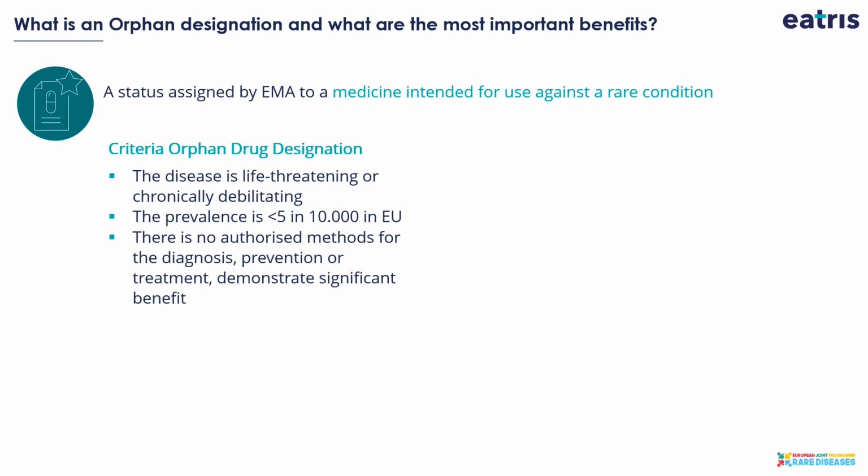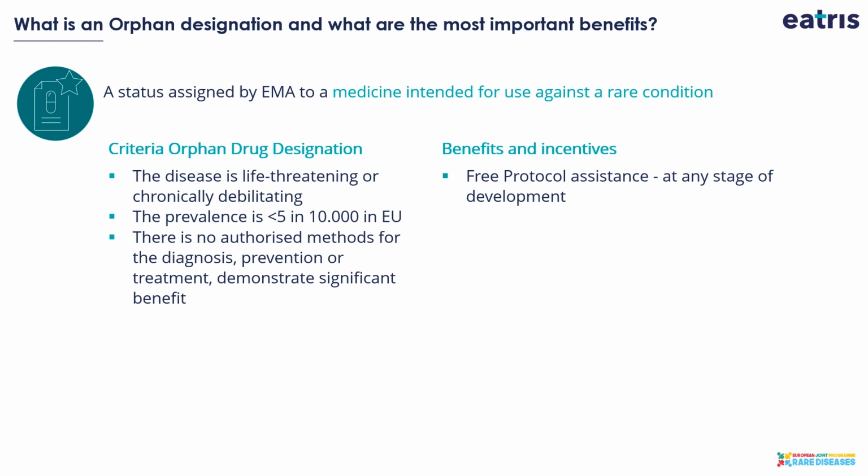Academic sponsors of designated orphan medicines are eligible to benefit from a series of incentives, including free protocol assistance, which is a type of scientific advice for sponsors developing medicines for rare diseases, and access to the centralized procedure. The orphan medicines are assessed centrally in the EU via a single application to EMA, and the outcome will be an EU authorization valid in all member states.